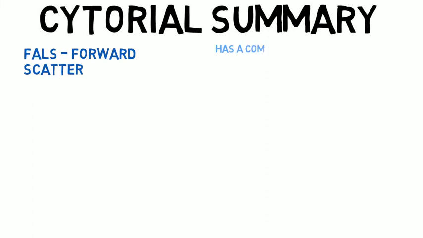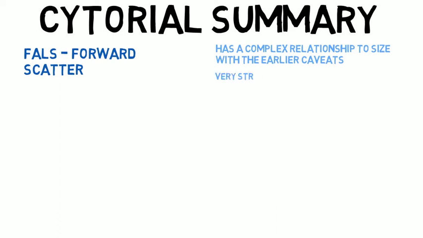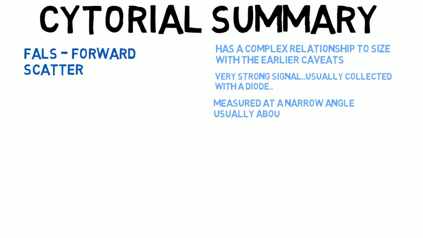So, in summary, here are our findings on light scatter. For forward scatter, also called FALS and narrow angle scatter, we've identified a complex relationship between size and scatter, with the caveat that non-spherical cells should not be considered linear with respect to forward angle scatter. Since the signal is strong, we can measure it with a low-cost diode, and we mostly try to measure FALS at about 2 to 3 degrees.